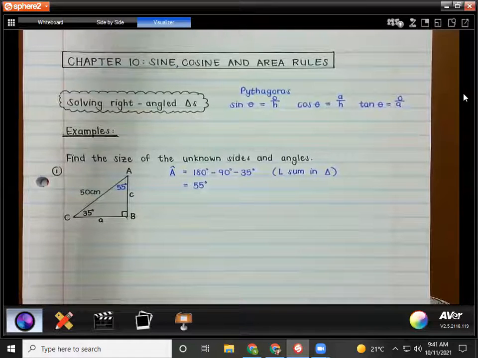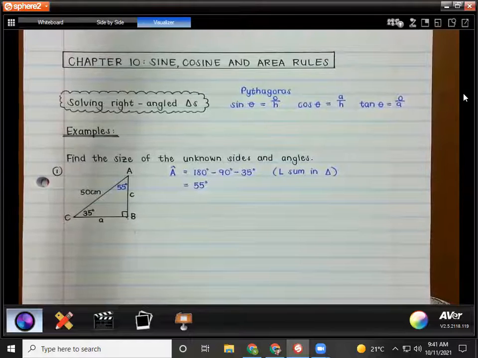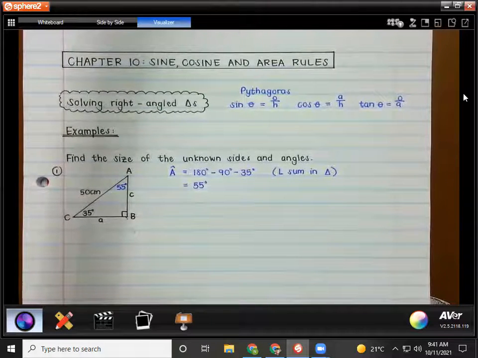Now we need to find those sides. The only way for us to use Pythagoras is if we have two of the three sides already. Do we notice that in this triangle, we only have one of the three sides? So we can't actually use Pythag. We're going to have to use trig.